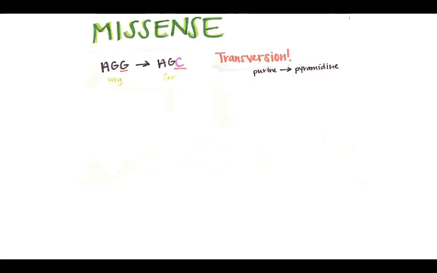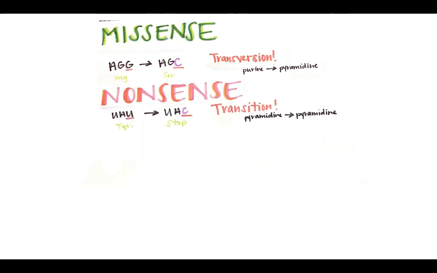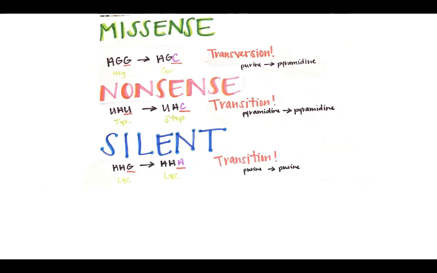So just a brief review, this is a missense point mutation where we go from arginine to serine. We are changing amino acids. And this is a transversion because we went from purine to pyrimidine. Next is a nonsense. And this is where we have an amino acid that gets changed into a stop codon. This example is a transition because we went from pyrimidine to pyrimidine.